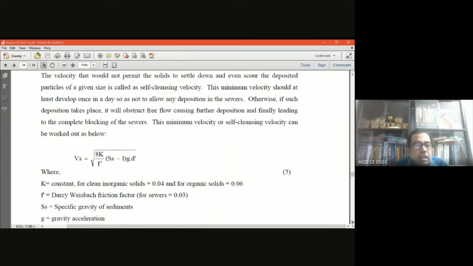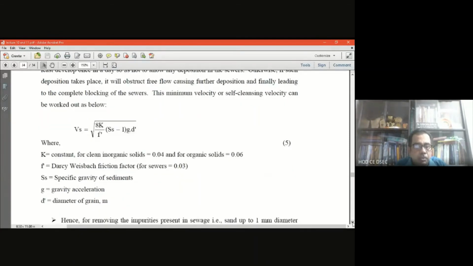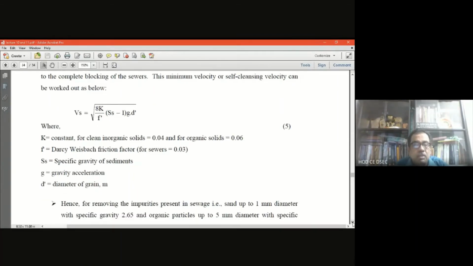Now Darcy-Weisbach friction factor, that is the 0.03, is a constant value for the sewers that we can consider. Ss is the specific gravity of the sediment particles, obviously the particles' specific gravity. g is the acceleration due to gravity, as the gravity flow occurs, and d is the diameter of the particle grain, not the pipe diameter. This is the diameter of the particle grain constant for deposition.